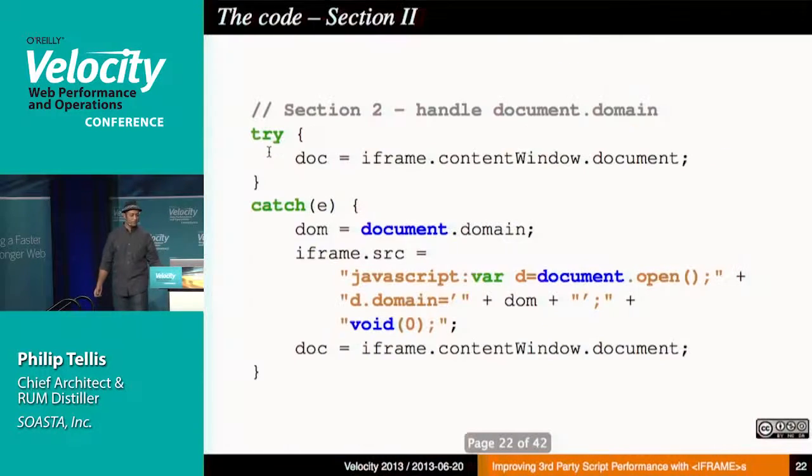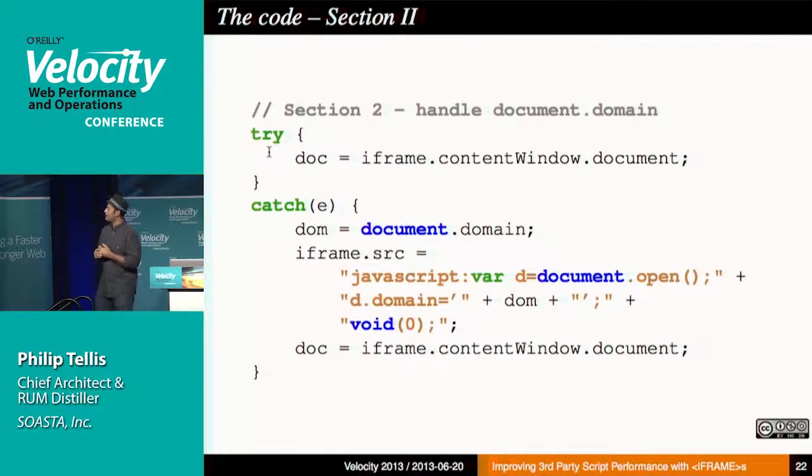So what did we do? We came up with a workaround for that. So you first try to access that iframe. So from the parent frame, try and get a handle of that iframe. So that's where the first part is. doc is equal to iframe.contentWindow.document. Now, if document.domain is set, that's going to throw an exception because you don't have permission to access anything inside the iframe. So we catch that exception, and at that point, we check the value of document.domain.